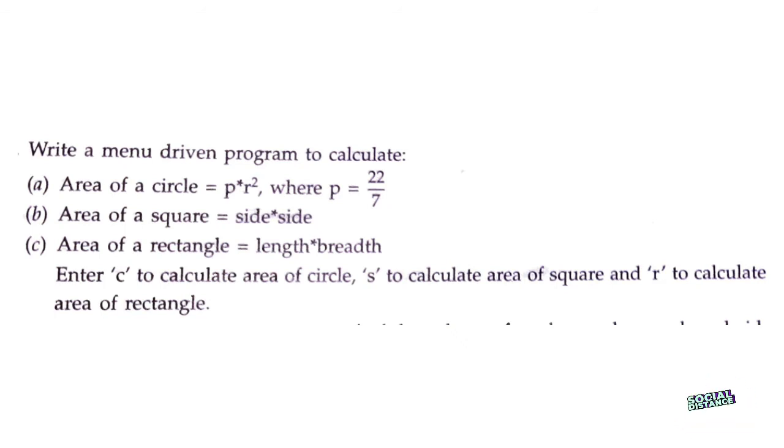Write a menu driven program to calculate area of a circle is equal to pi into r square, where pi is equal to 22 by 7. Second one is area of a square is equal to side into side. Third one is area of a rectangle is equal to length into breadth. Enter C to calculate area of circle, S to calculate area of square, and R to calculate area of rectangle.